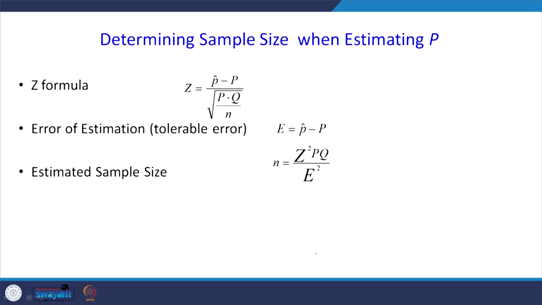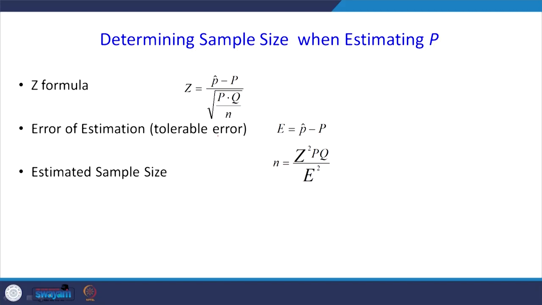Now we will see how to find the sample size when estimating the population proportion. If you are estimating the population proportion, the formula for z is different: p hat minus capital P over root of capital P and capital Q by n. This p hat is the sample proportion, capital P is the population proportion. So the error is p hat minus capital P.